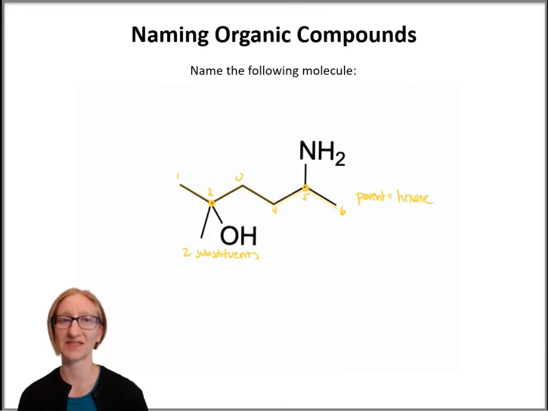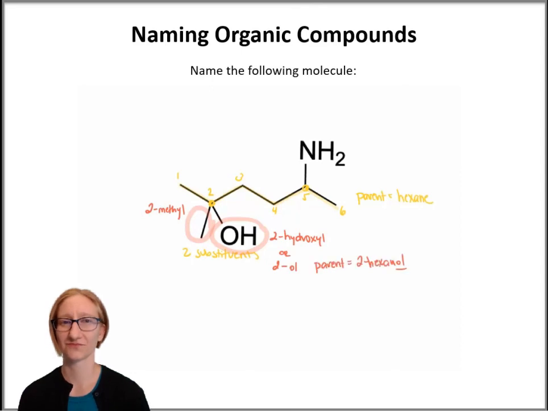Next we need to identify and name our substituents. I'll start at the left. We have a methyl group in the 2 position, or a 2-methyl substituent. We have an alcohol in the 2 position, or a 2-hydroxy group. And remember that we could choose to name that group as a 2-hydroxy group, or we can append the parent hexane with the -ol ending and name it as 2-hexanol. And then we have an amine in the 5 position, a 5-amino group.